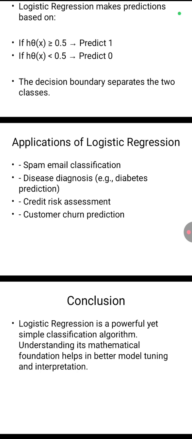So what are the applications of logistic regression? It can be used for spam classification, disease diagnosis, credit risk assessment, and customer churn prediction. Logistic regression is a powerful yet simple classification algorithm, and it has a strong mathematical foundation. Now let us look at the Python code for performing logistic regression.